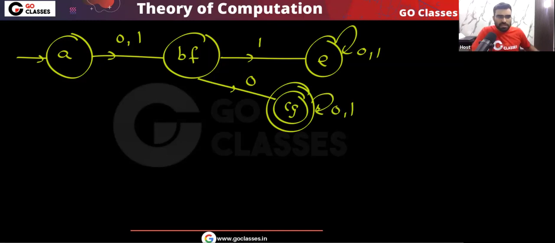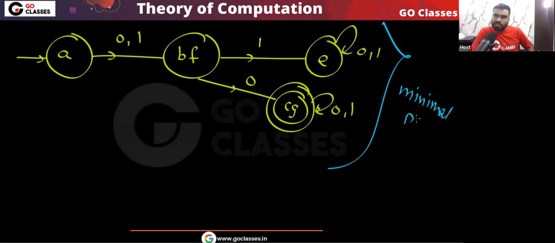Okay, now you tell me, is this minimal or not? Now can we merge something? Is it possible we can merge something? No, now this is minimal. Now this is a minimal DFA. Why is this a minimal DFA? Because we cannot merge anything.